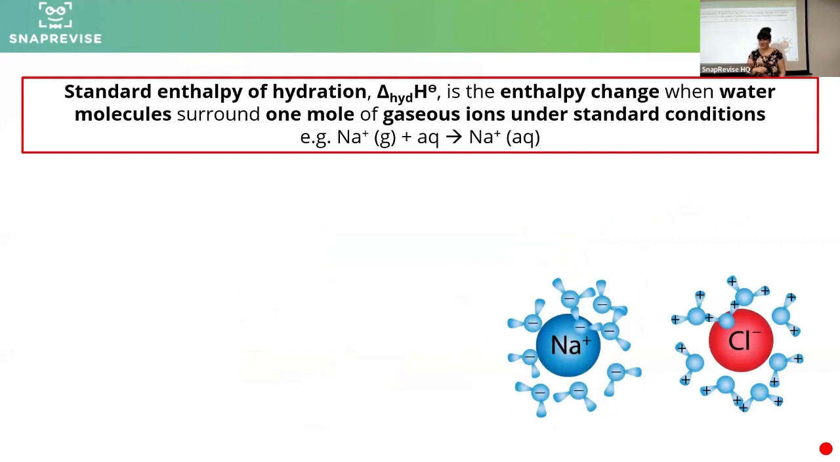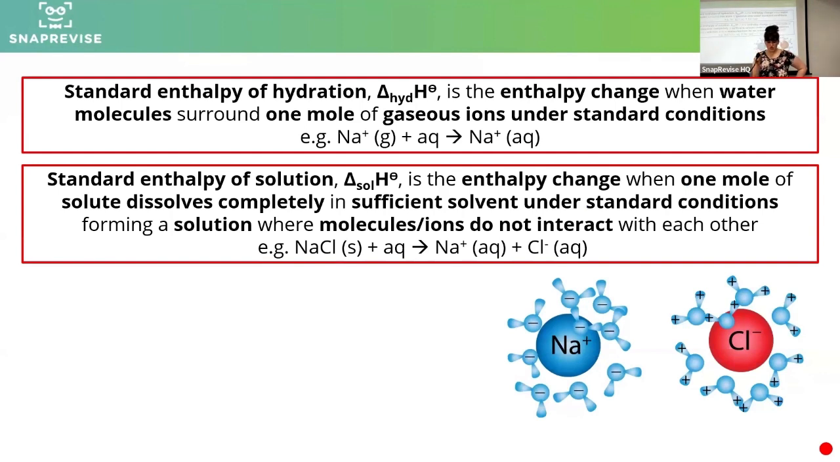These are more definitions that we need to make sure we have got sorted in our head, and there is a slight difference between them. So let's just confirm we know what the difference is. Standard enthalpy of hydration is the enthalpy change when water molecules surround 1 mole of gaseous ions under standard conditions. So this is the enthalpy of hydration, and it's the hydration of single ions.